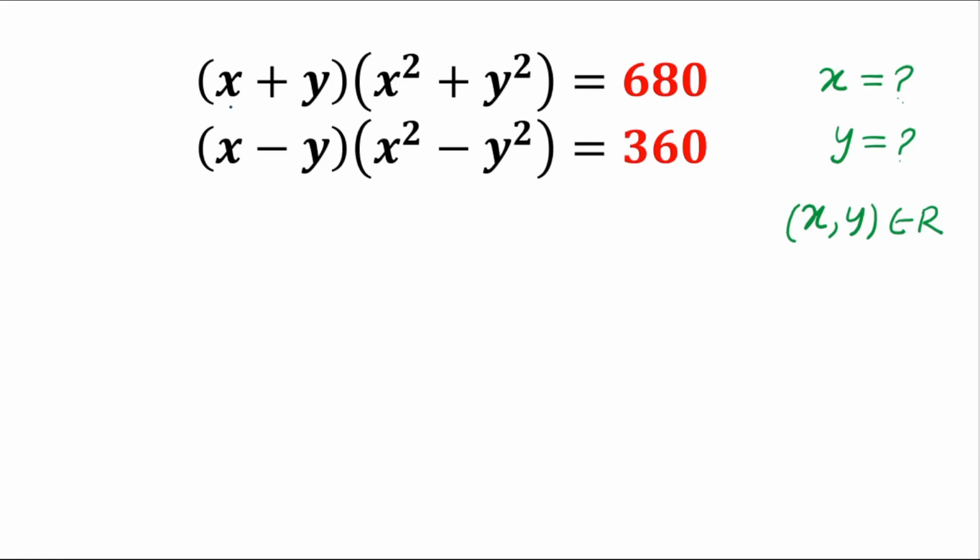Hello students, in this video we are going to solve a nice algebra problem. Here (x + y) is multiplied by (x² + y²), and this equals 680, and another equation is (x − y) multiplied by (x² − y²), and this equals 360. Here we need to calculate the value of x and the value of y, where x and y both belong to real numbers.